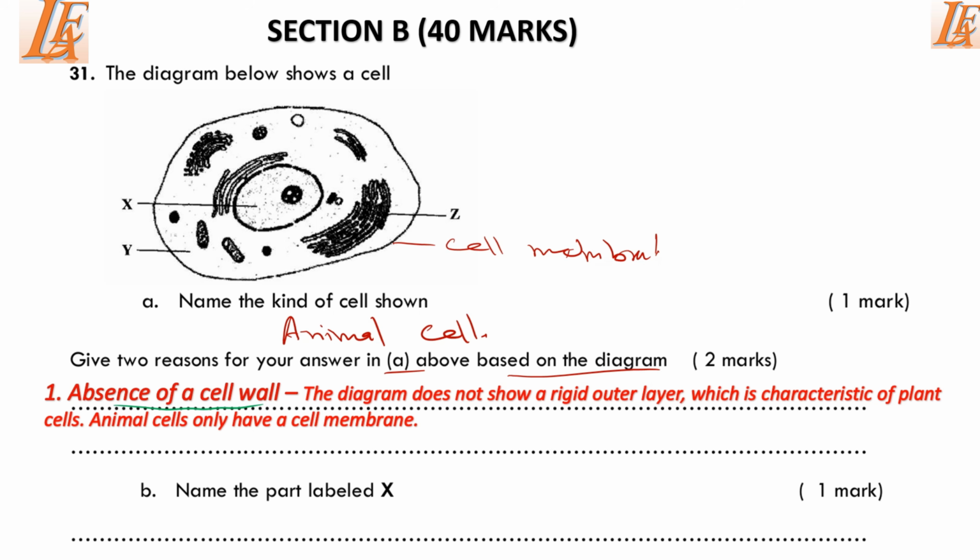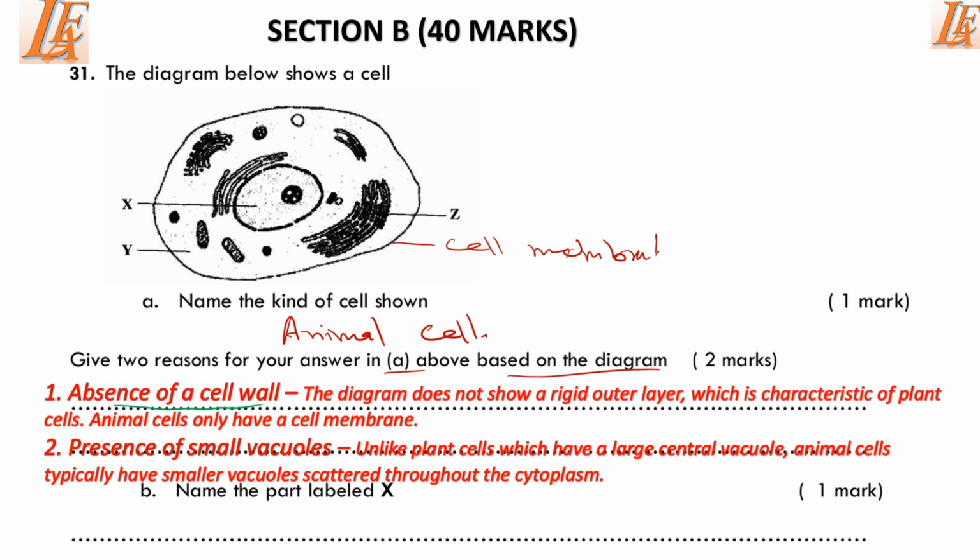Another reason why this is an animal cell is because of the presence of small vacuoles. Remember, plant cells have a very large central vacuole, but this one, which is an animal cell, has very small vacuoles which are scattered throughout the cytoplasm. Then question B, name the part labeled X. This part labeled X here is what we call the nucleus.